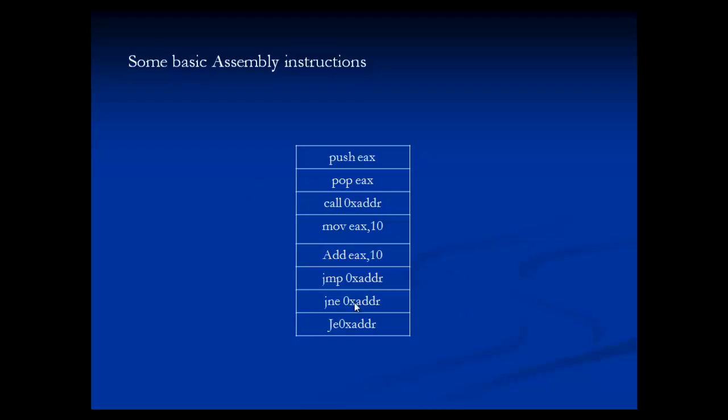And the next one is JNE, jump if not equal. It will try to compare some results, and if they are not equal, then it will try to jump to some specific instruction. Similarly, if the comparison is equal, it will try to jump to a specific instruction.